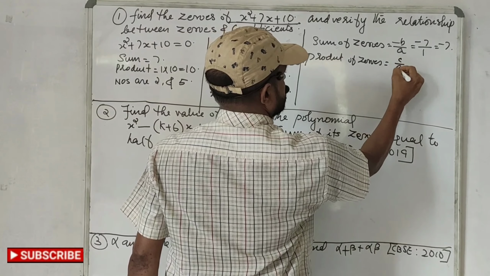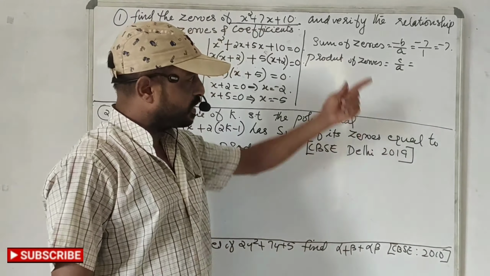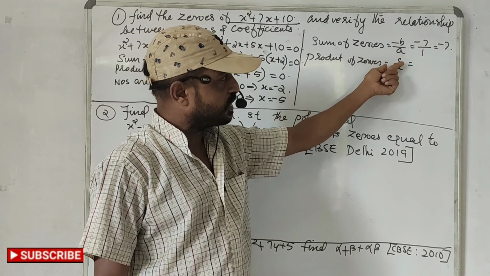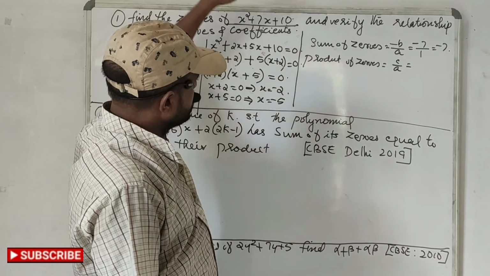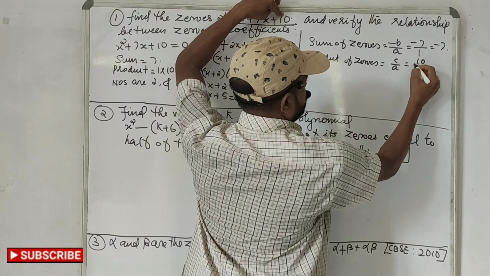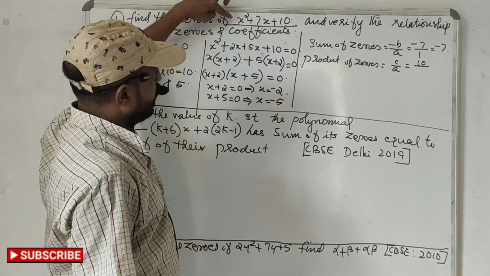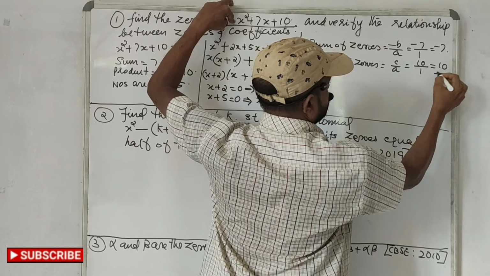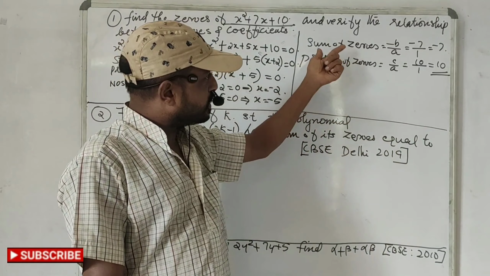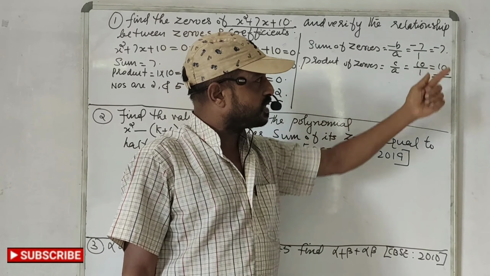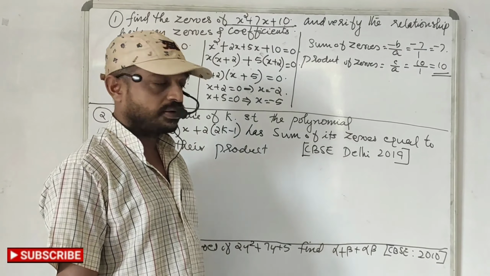Product of zeros is c by a. You have seen these two results: sum of the zeros is minus b by a, and product of the zeros is c by a. What is c? C is the constant term, which is 10. And what is a? A is the coefficient of x square, which is 1. So that is 10. So we know that sum of the zeros is minus 7 and product of the zeros is plus 10. How will you verify this?